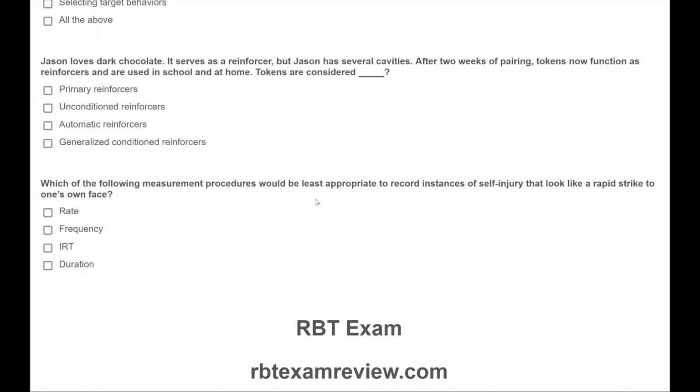What's wrong with duration? Duration is going to be total time of the strike. And if strikes are rapid, strikes may never last more than a second. So what really is going to be the point of duration? How can you really reduce something from 2 or 1 seconds without removing it, right? Duration doesn't do us much good here. Okay, we already know it's rapid. We already know it's 1 or 2 seconds. It's not going to do us a lot of good. The least appropriate way to record an instance of self-injury would be D, duration.